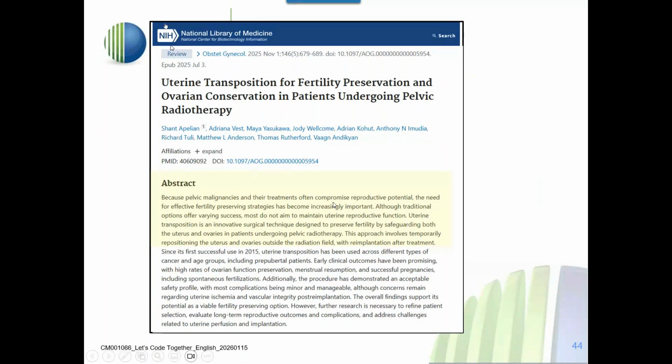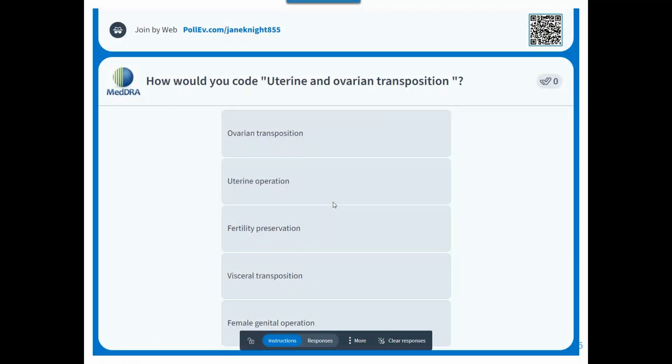So we see that uterine is a newer operation. So which would you choose? Would you choose ovarian transposition, uterine operation, fertility preservation, visceral transposition, female genital operation? What I omitted to tell you is, and I'll let you do the poll, when you go to the MedDRA browser, we don't have a term for uterine transposition. We only have ovarian transposition. That's why I haven't given you uterine transposition in the choice of options.